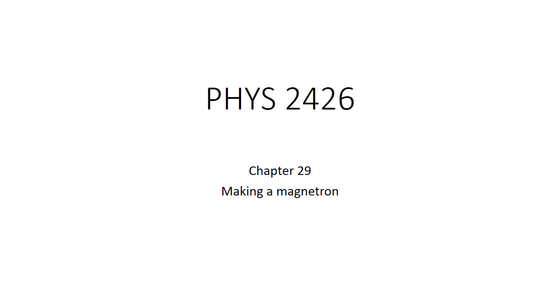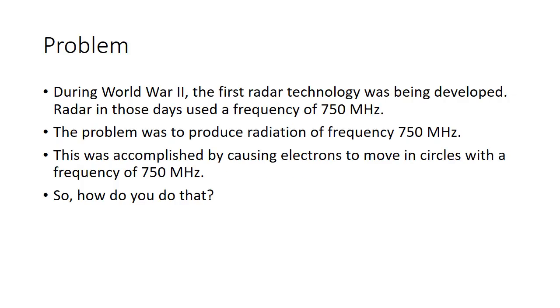For our first example using cyclotron, we're going to talk about making a magnetron. So what's a magnetron? A magnetron is basically a device that creates a uniform magnetic field that you can use in an electronic circuit, for example, to let electrons move in the uniform magnetic field. So why would we even want such a thing?